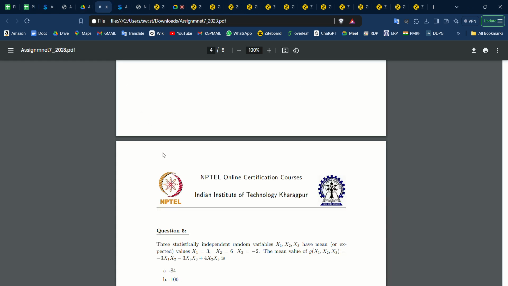Okay. Question number 5 says the three statistically independent random variables x1, x2 and x3 have mean or expected values x1 bar equal to 3, x2 bar equal to 6 and x3 bar equal to -2. The mean value of g(x1, x2, x3) is minus 3x1x2 minus 3x1x3 plus 4x2x3. So the mean value of the three random variables together is this, that is the expectation of x1 intersection x2 intersection x3.